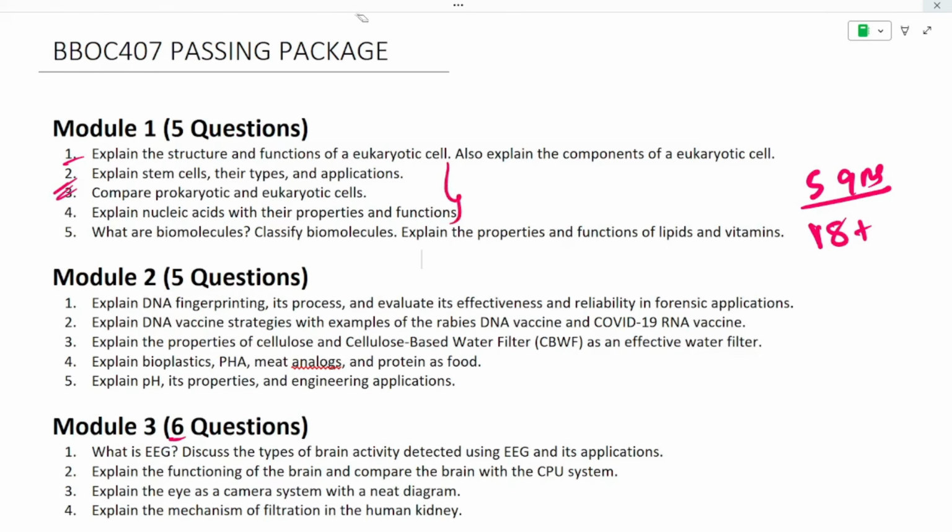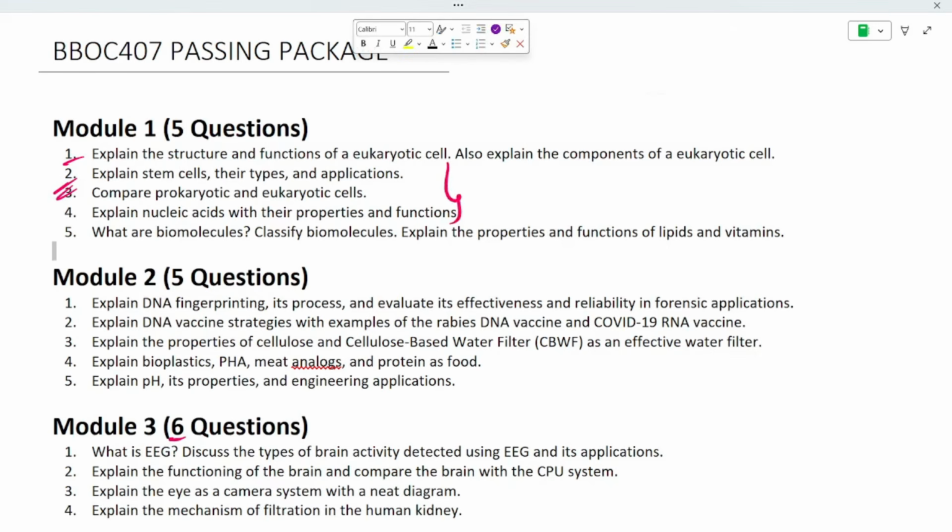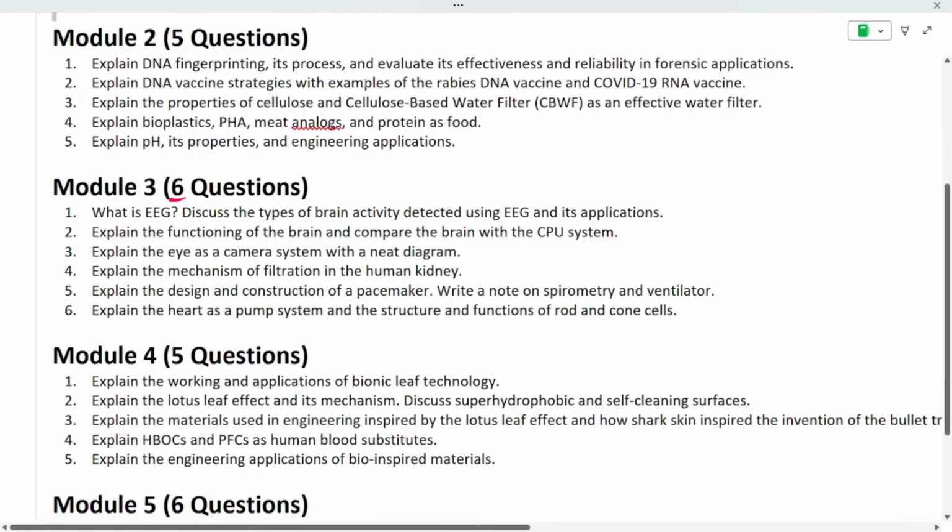Okay, next let's discuss module 2. I hope you are getting how you can study. Module 2, again 5 questions. This is one of the important modules and a scoreable module also.